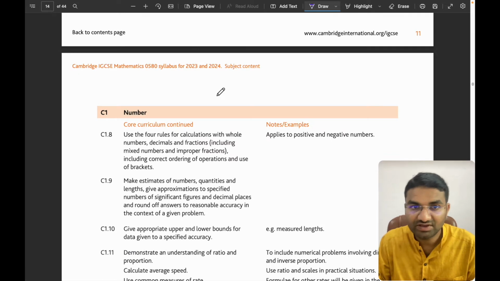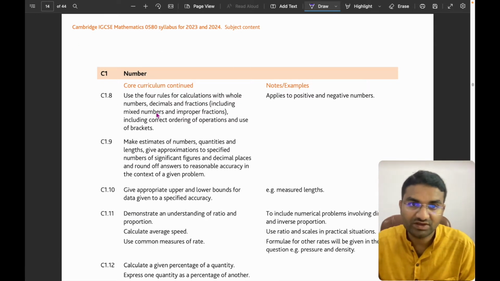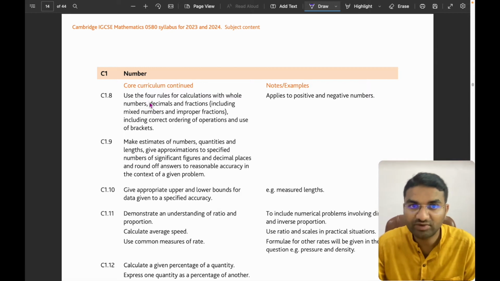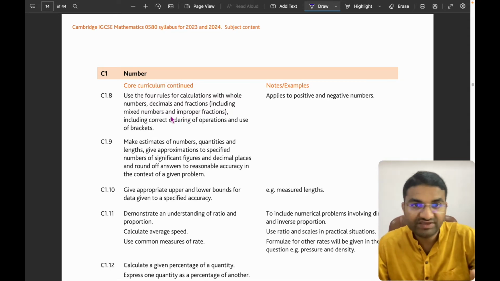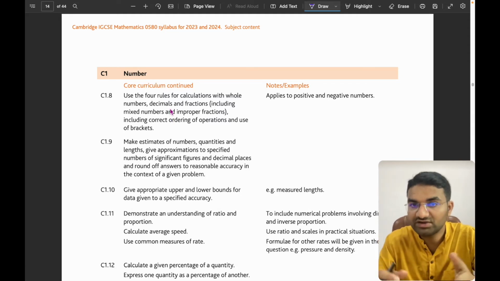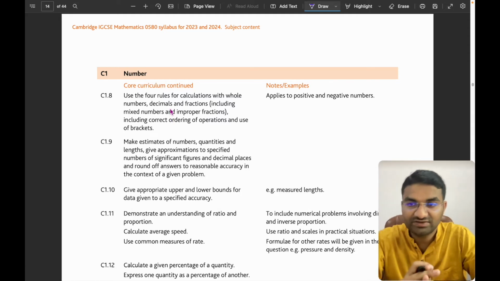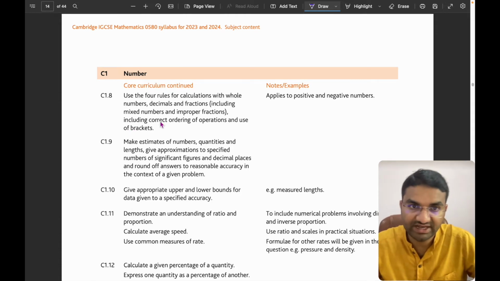Fine. Then moving on to the next. So here this is the core part. We have the four rules of calculation with whole numbers, decimals, fractions. Basically it's addition, subtraction, multiplication and division of whole numbers. Fine. So this is again an interesting part and it's easy to understand.